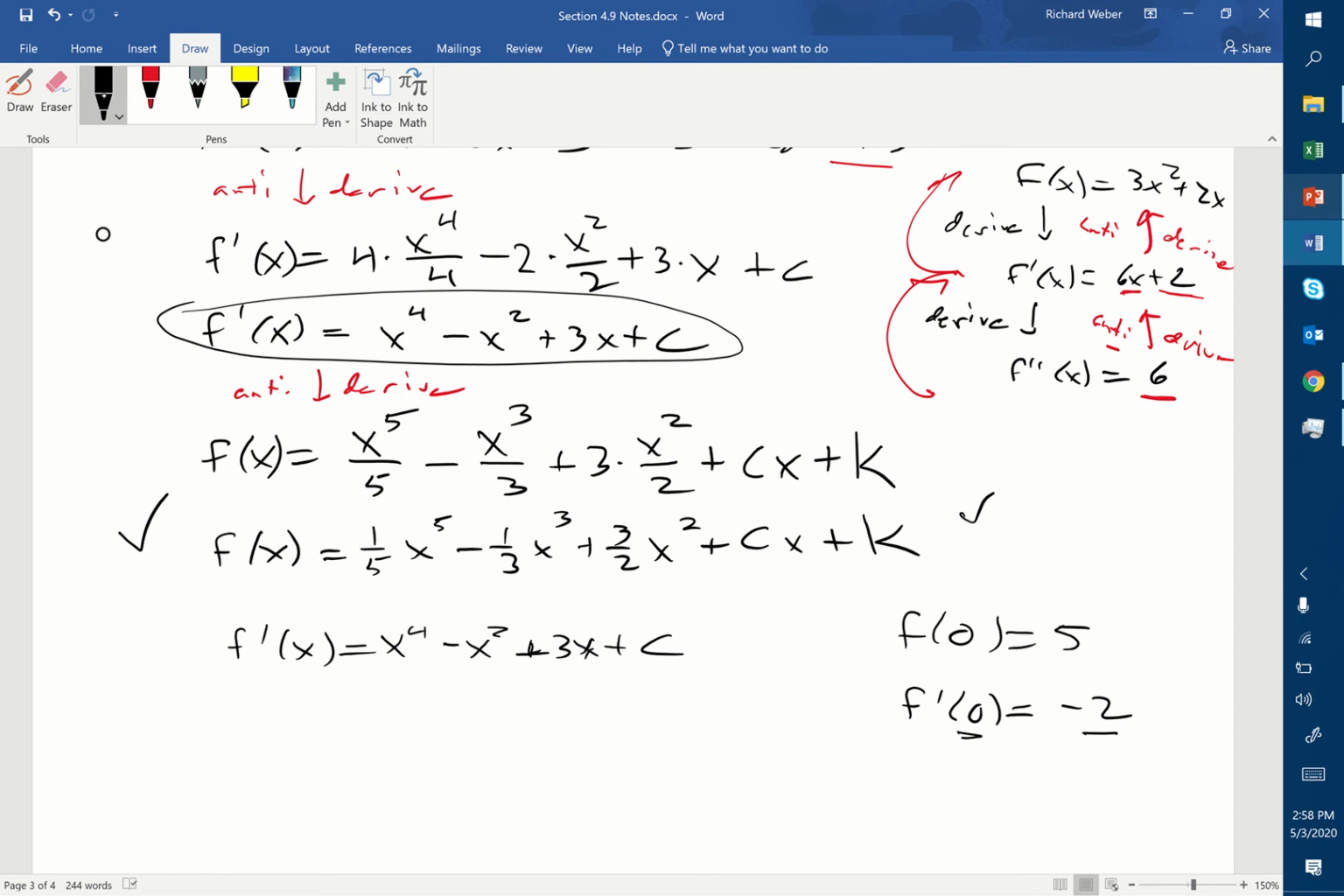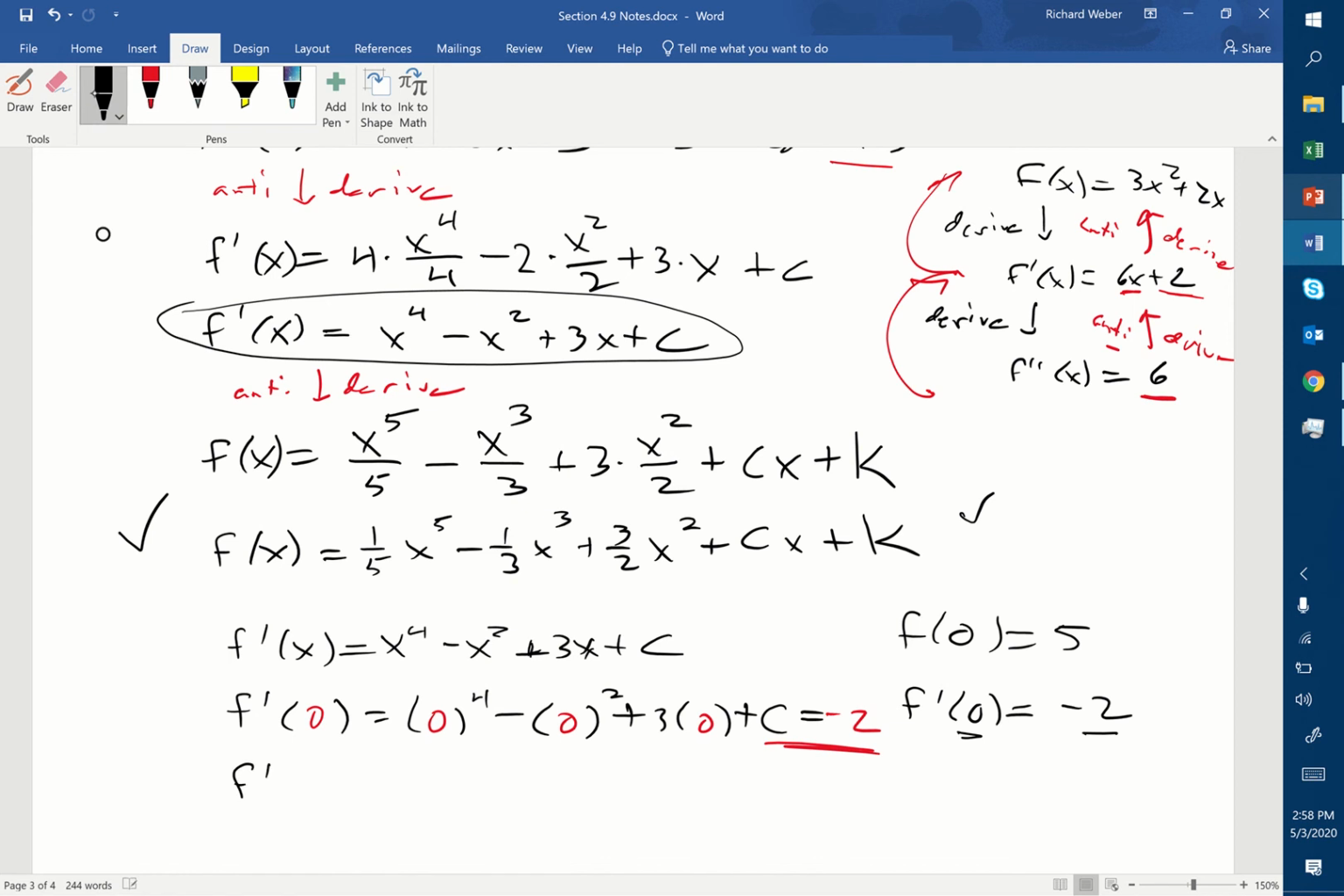I want the slope to be -2. So, all right, I'll rewrite this: f prime of 0 is equal to 0 to the 4th minus 0, what was it, cubed? I can't read my writing. Squared? Okay, and then plus 3 times 0 and plus c. And you know what I want that to be? I want it to be -2. So when I plug in 0, that's why zeros are easy, I get -2. And you know what that tells you c is? c should be -2. Do you see that?